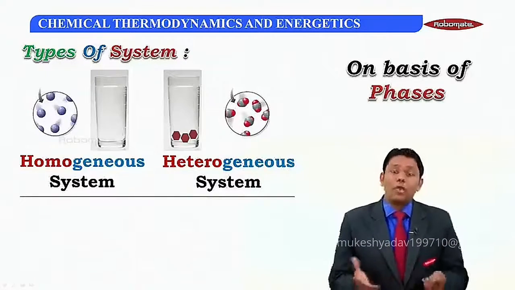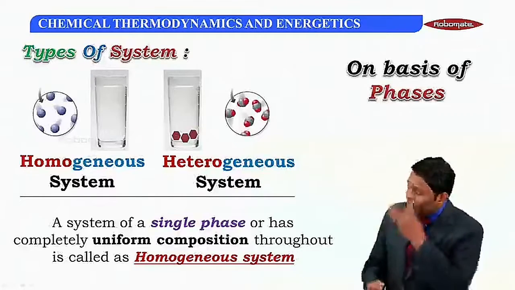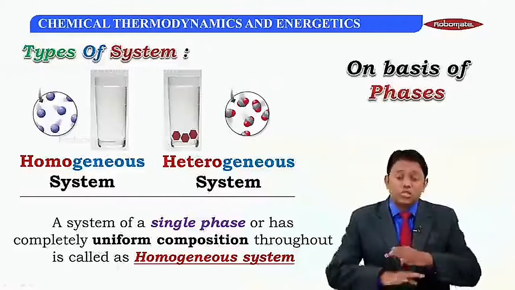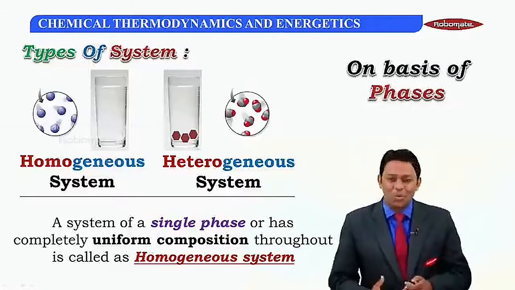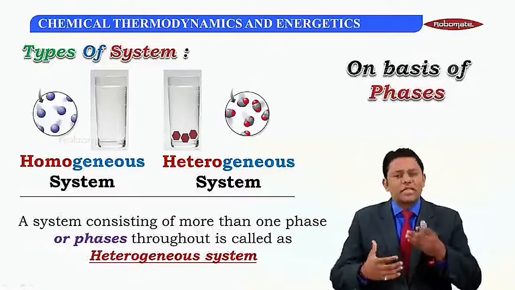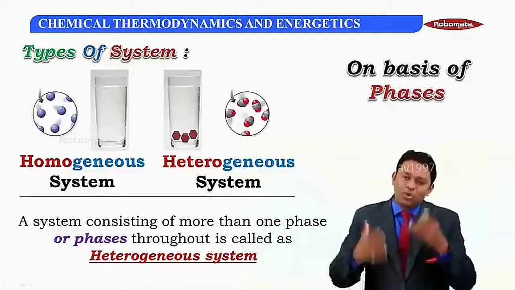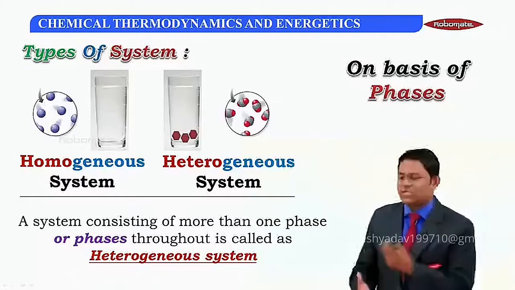Now what do we mean by a homogeneous system? A system of a single phase, or one that has a completely uniform composition throughout, is basically called a homogeneous system. A heterogeneous system is a system which consists of more than one phase throughout the system, and that is called a heterogeneous system.